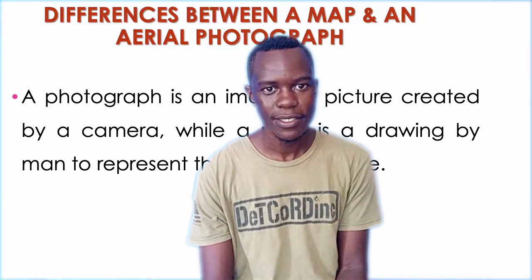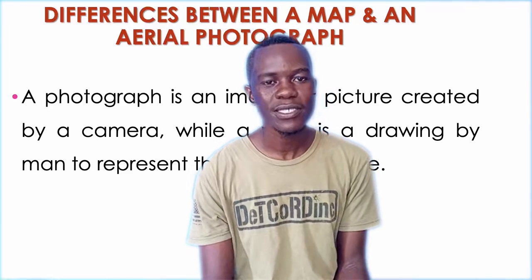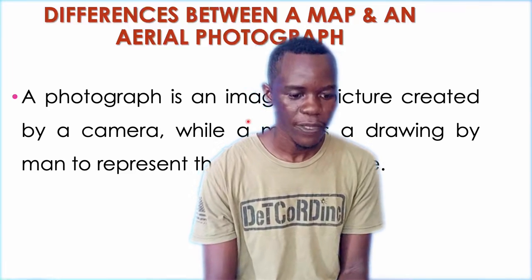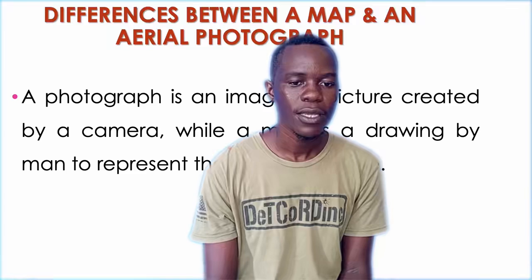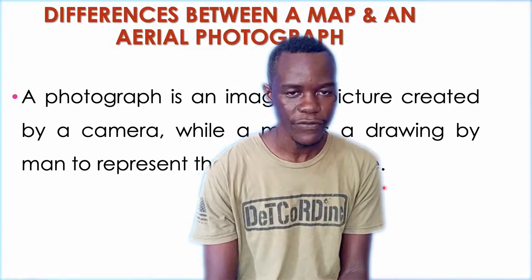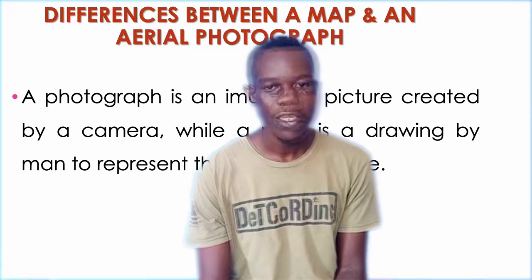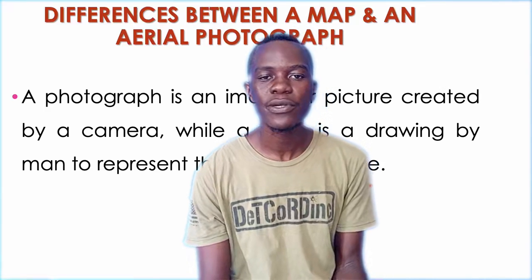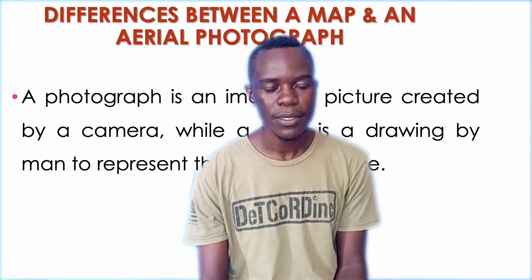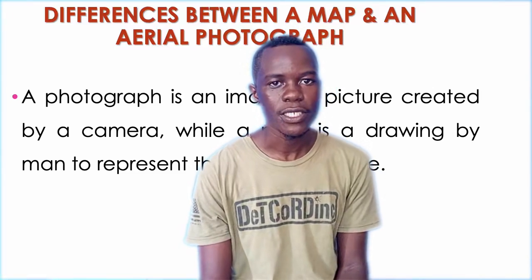You know cameras. You have these cameras from the phones, and all the pictures which are captured by a camera are referred to as a photograph. While on the other hand, a map is a drawing by a man to represent the earth's surface. A map can be drawn by a man using maybe a pencil, that is the hand. So what are the major differences between an aerial photograph and a map?